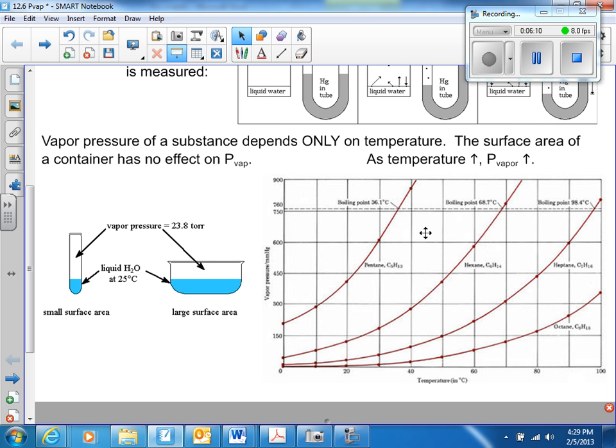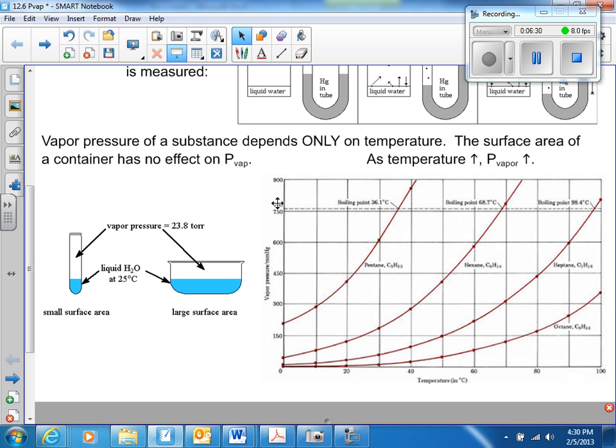Now, boiling points. Liquids boil when their vapor pressure is equal to the outside pressure. This is extremely important. You should write that down. I don't think it's written down anywhere here. So, a liquid boils when its vapor pressure equals the outside pressure.